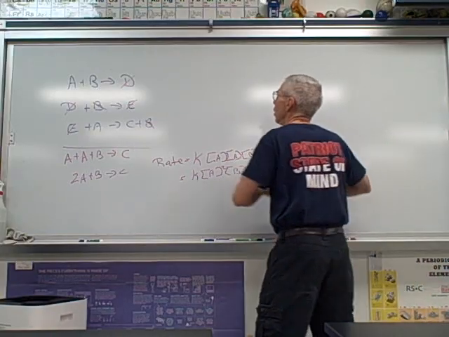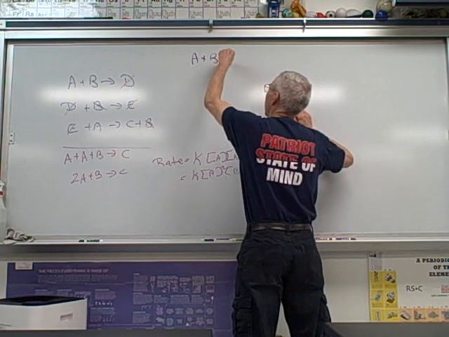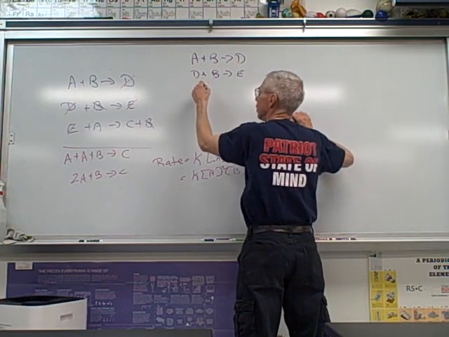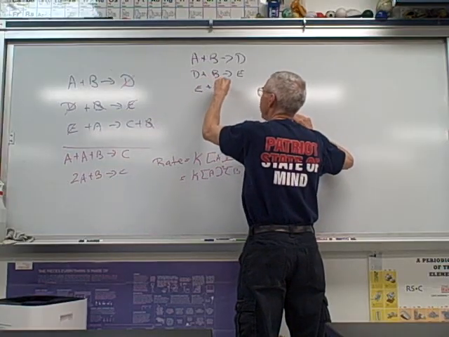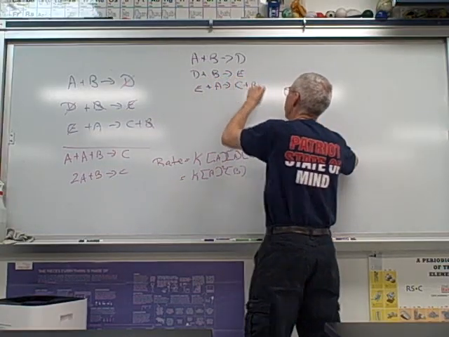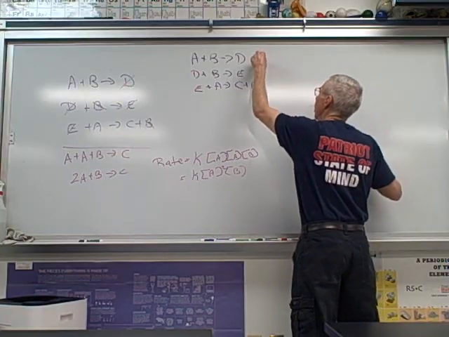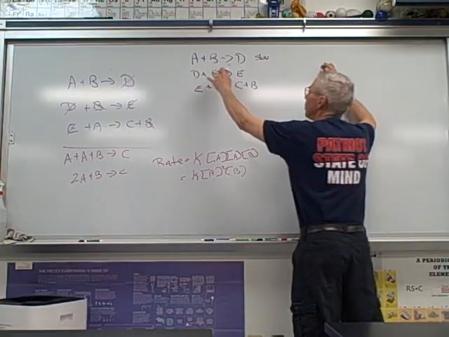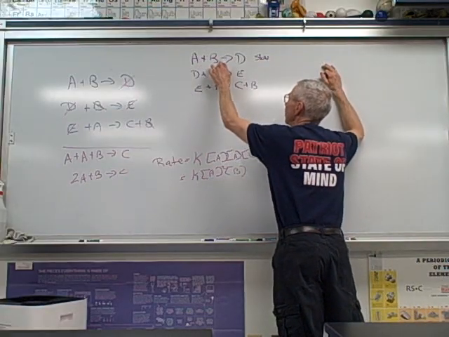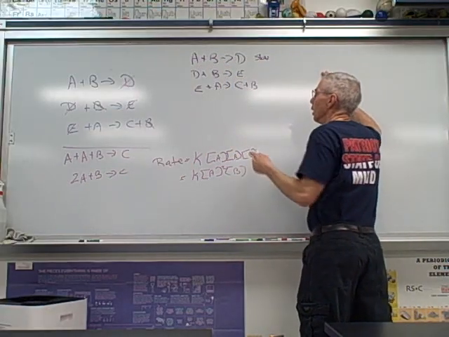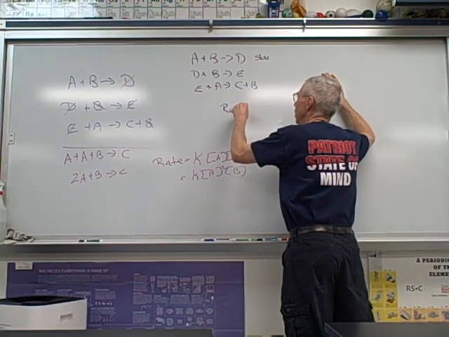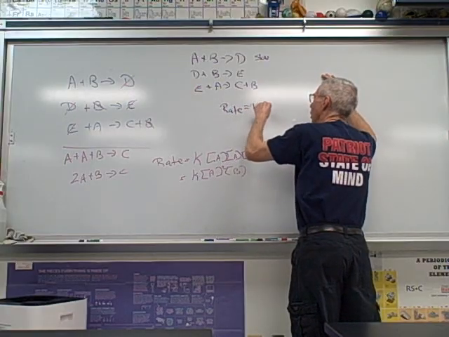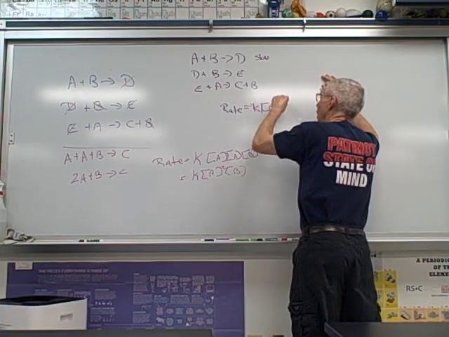If, on the other hand, let's say that the very first step was the slow step. If this were slow, then the reaction would solely be based, or the rate would solely be based, on the reactants in that first step. So the rate would be based on 1A, don't forget the k, a different k, and 1B.